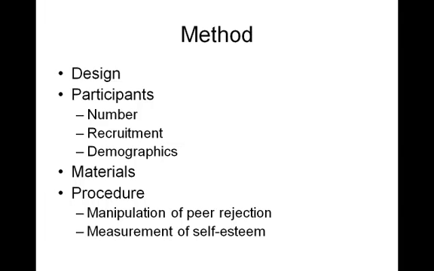And then I'll talk about the materials that I might be using, including probably the measure I would use to measure self-esteem. And then talk a little bit about the procedure, how I would manipulate peer rejection. And I'll probably use a confederate, right? Have them come in and have this sham study. I think they're doing one thing, and they're working with somebody on this project, right?